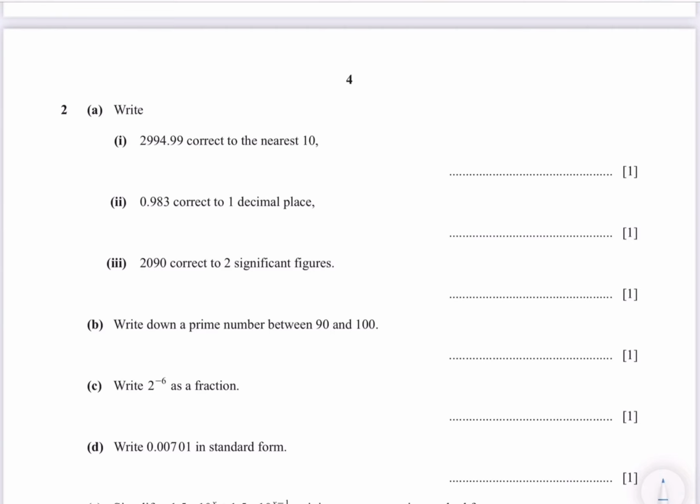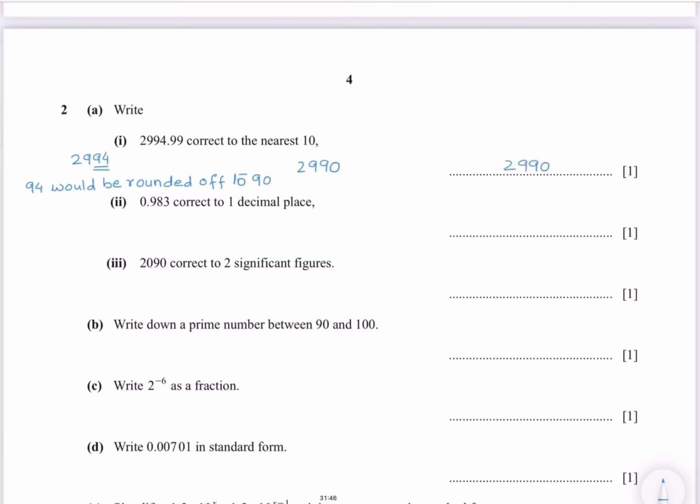Next question, number 2. Write 2994.9 correct to the nearest 10. So 2994, forget about the value after decimal, just take the values before the decimal. So 94 would be rounded off to 90 because 94 is in place of tens. So your answer would be 2990.